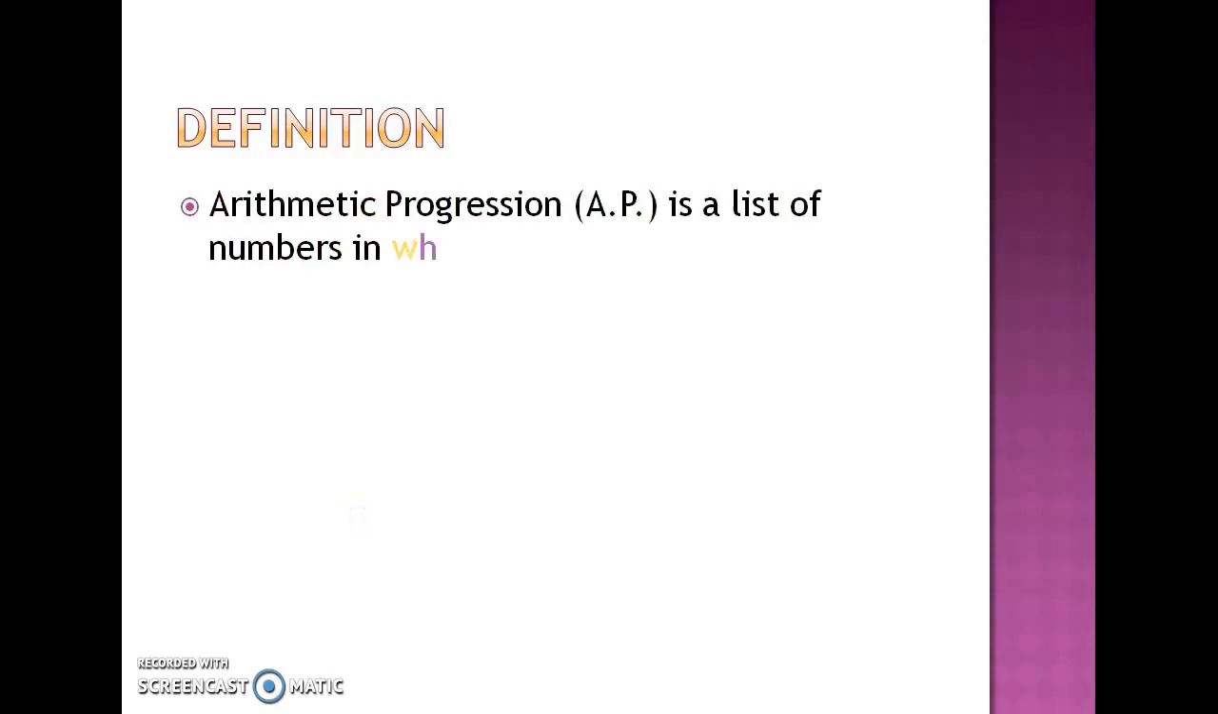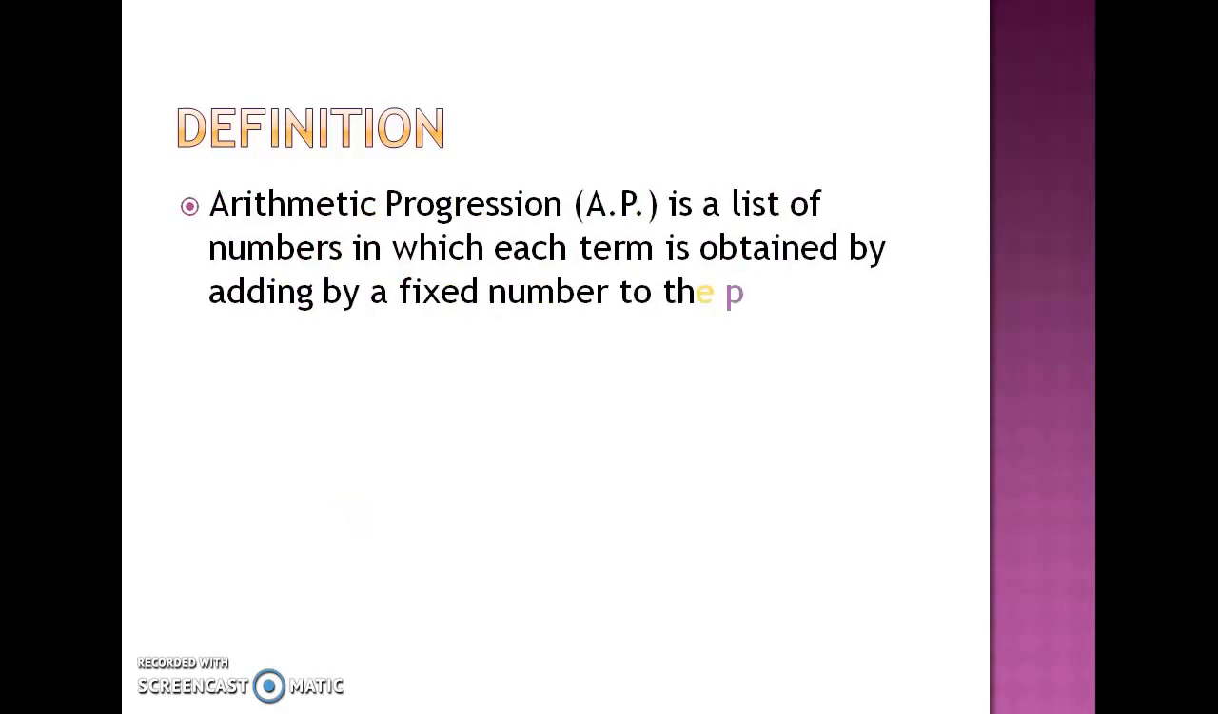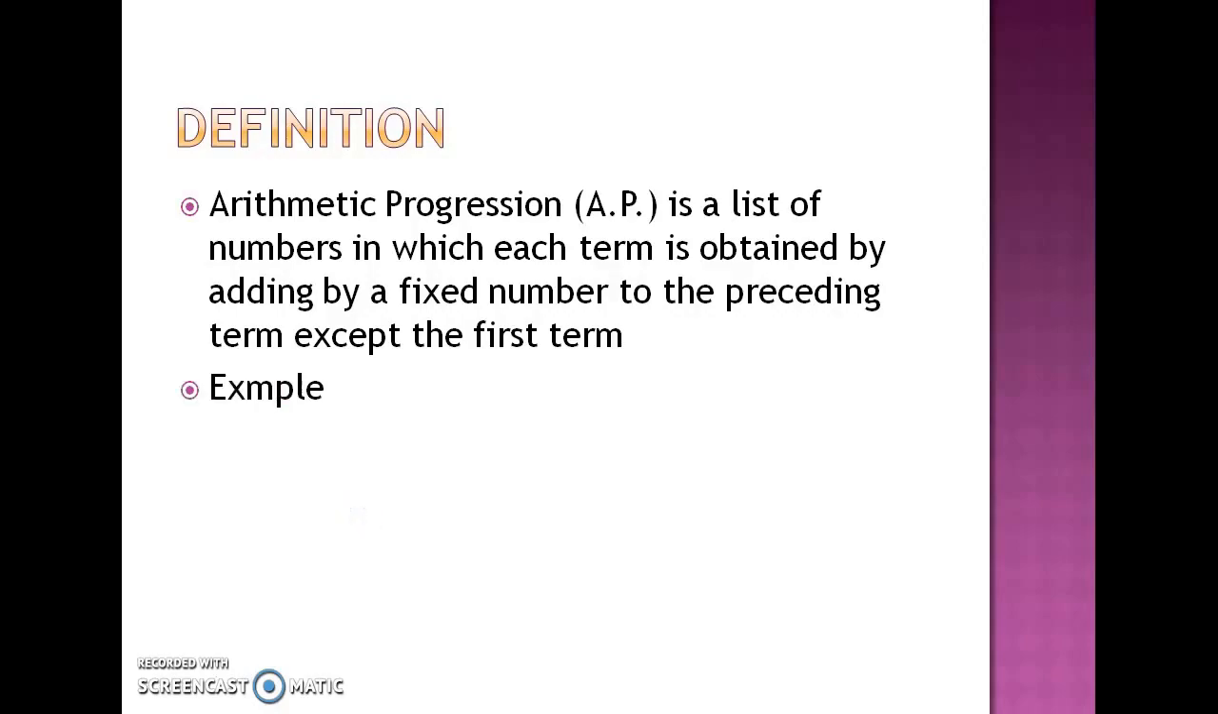Look at the definition of an arithmetic progression. Arithmetic progression is a list of numbers in which each term is obtained by adding a fixed number to the preceding term except the first term. Let us see the examples.